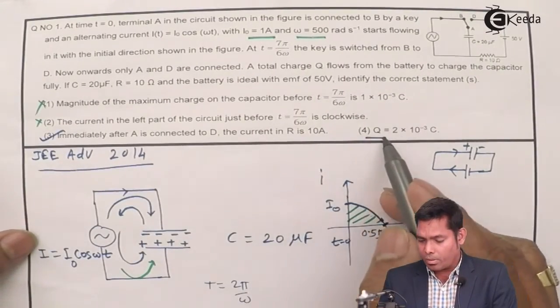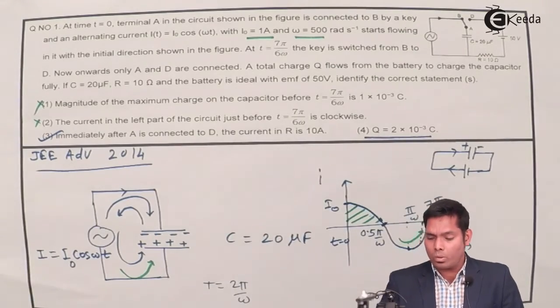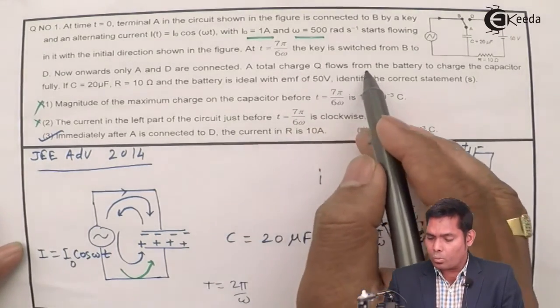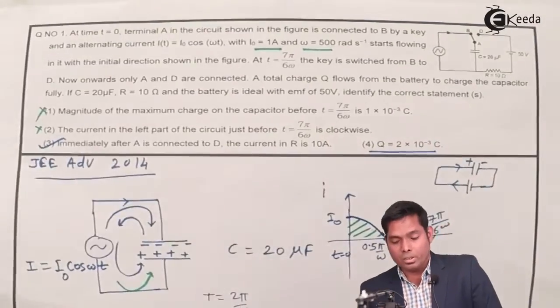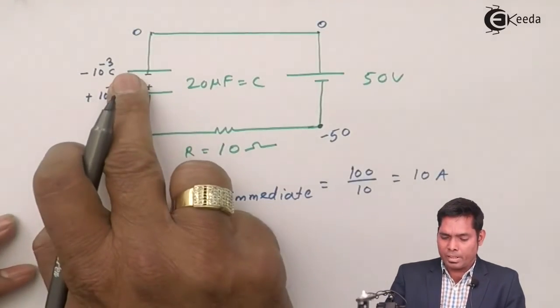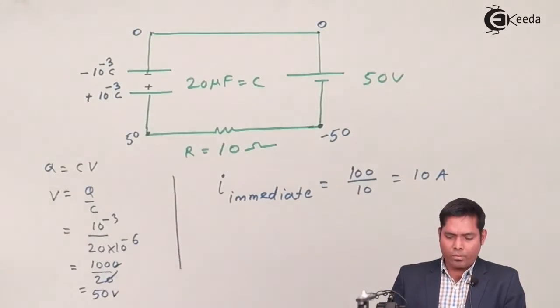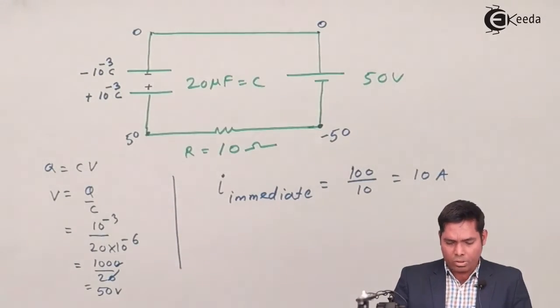And we have to see this one. The charge flown is 2 millicoulomb. The total charge flown from the battery to charge the capacitor is 2 millicoulomb. That we have to check. What was the situation earlier? Immediately this one was the situation. Now what is the new situation here?